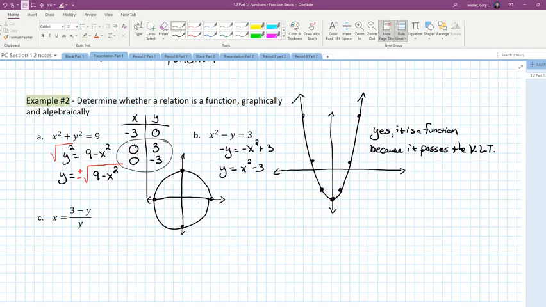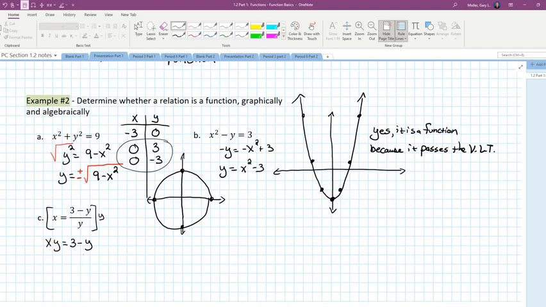So when I'm faced with a question like this, having a fraction seems like it's muddying the waters a little bit. So I'm going to multiply both sides of this problem by y. And then I get xy equals 3 minus y. So that's better, but now I'm a little confused because I have two y's.